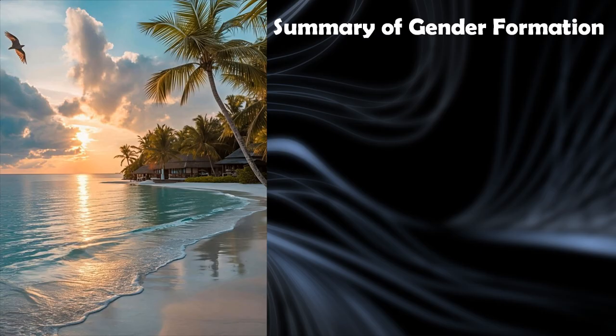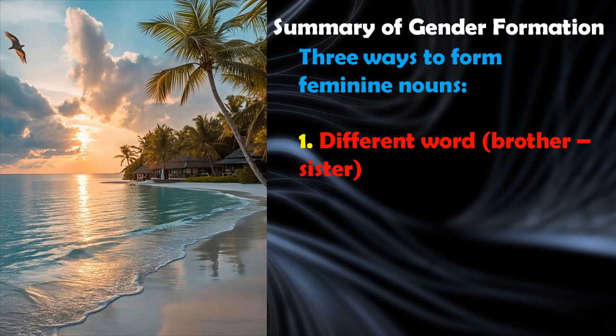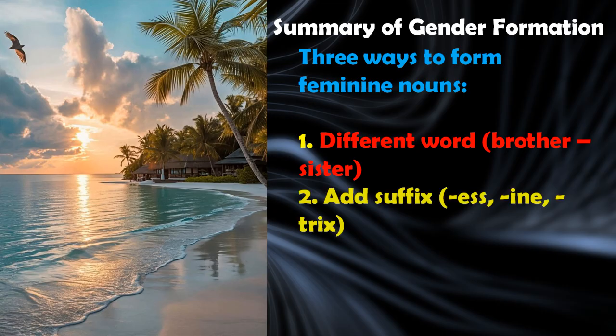In this lesson, we have learned that there are three main ways to form feminine nouns from their masculine counterpart. First, use a completely different word. The classic example is brother and sister. Second, add a suffix to the masculine form. This is the most common and productive rule.